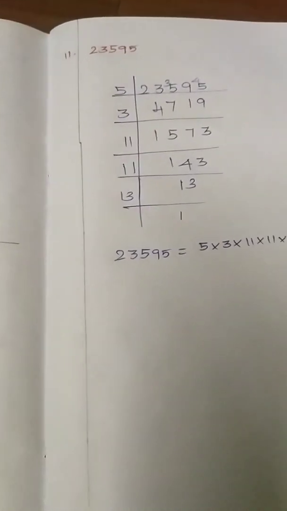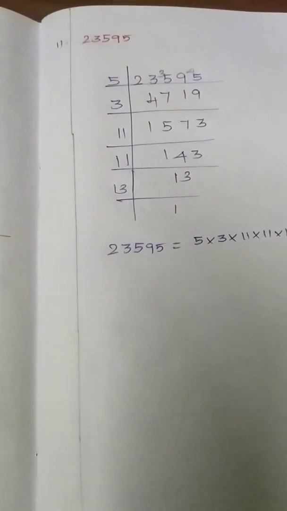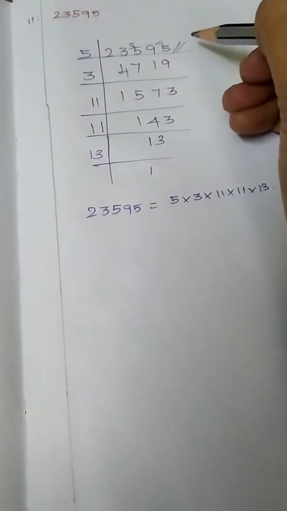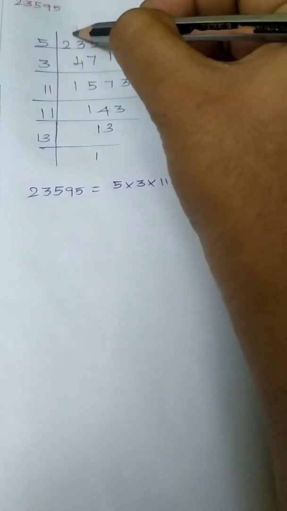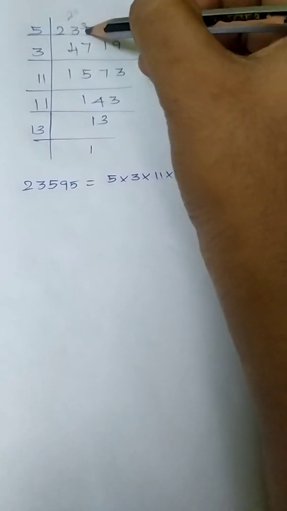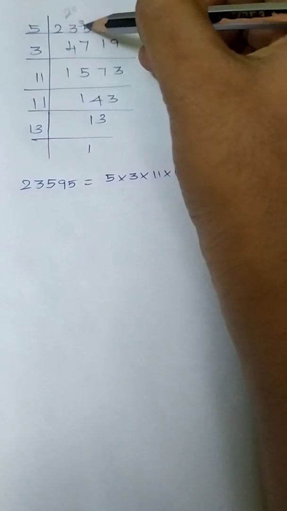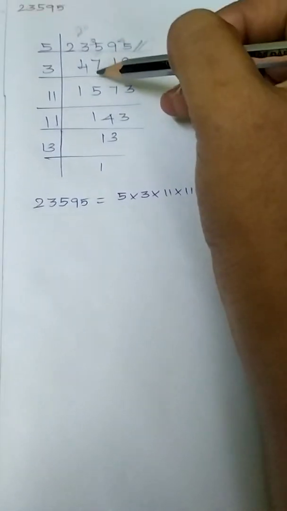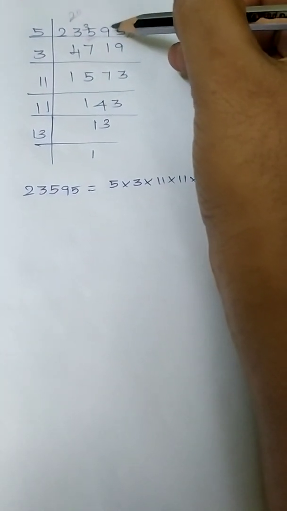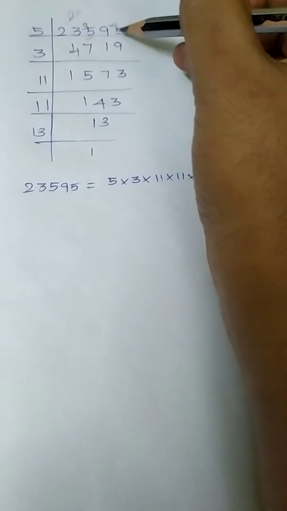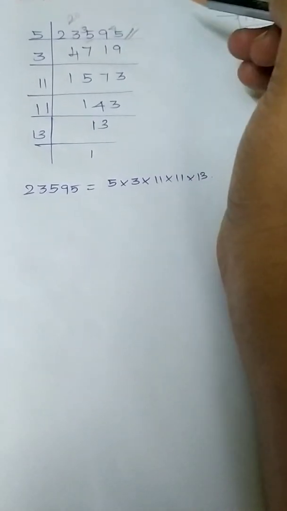Problem number 11, 23,595. Your rightmost digit is 5, so surely the number will be divisible by 5. 5 4s are 20. 23 minus 20 is 3. When you bring down the next number, 2, it becomes 35. 7 5s are 35. And 1 5 is 5. For 9, 9 minus 5 is 4. Carry over 45. So 9 5s are 45.